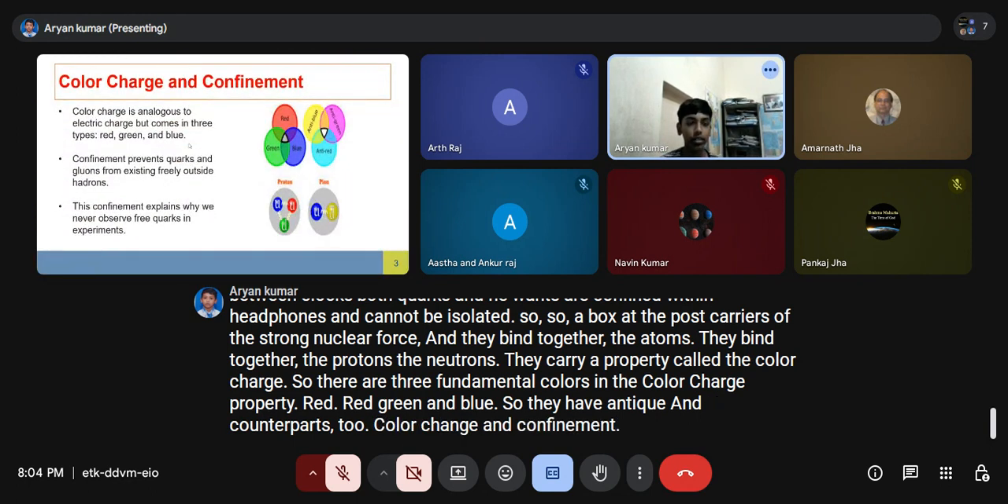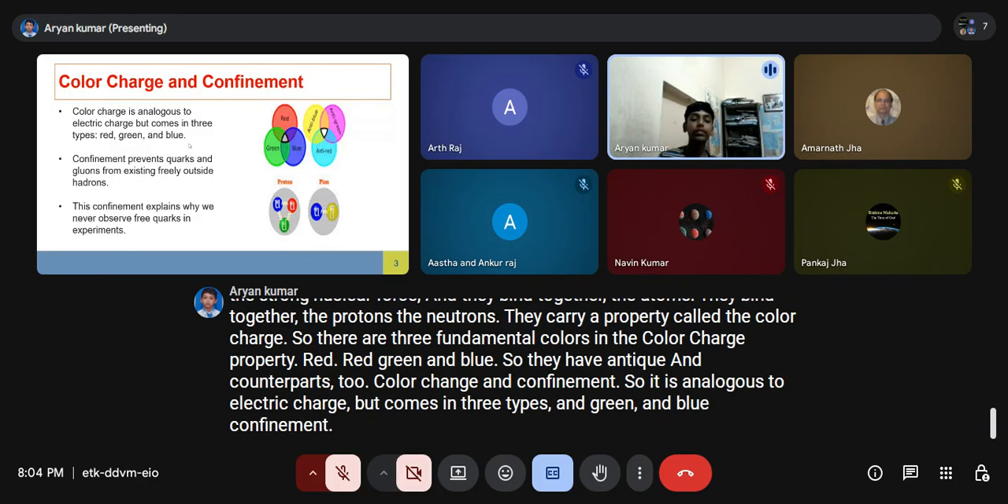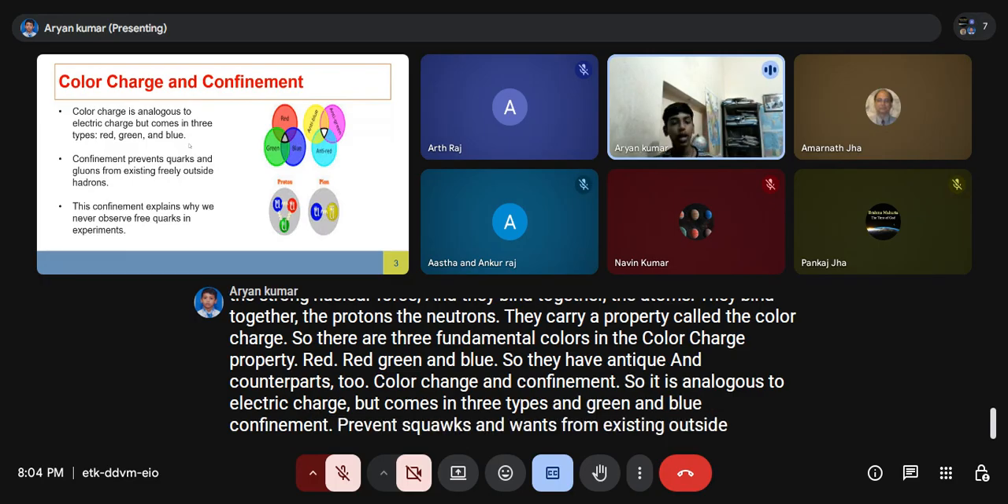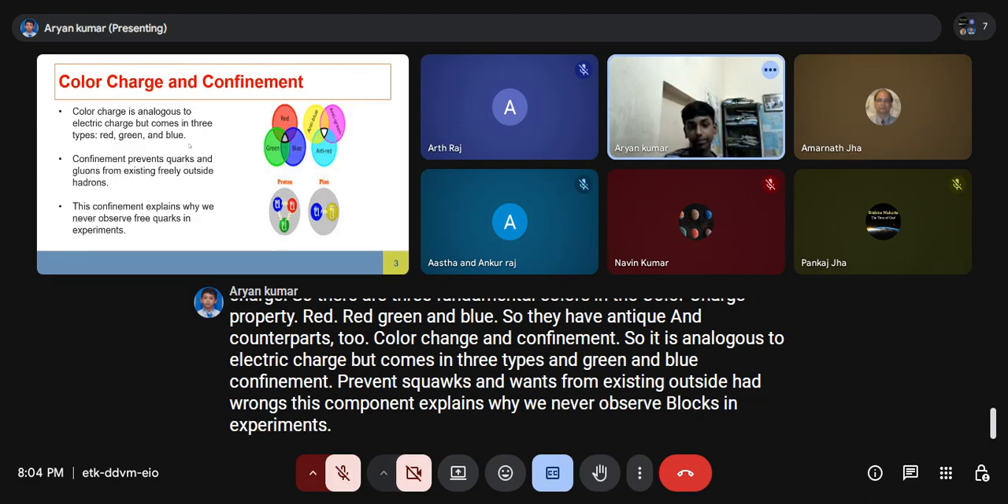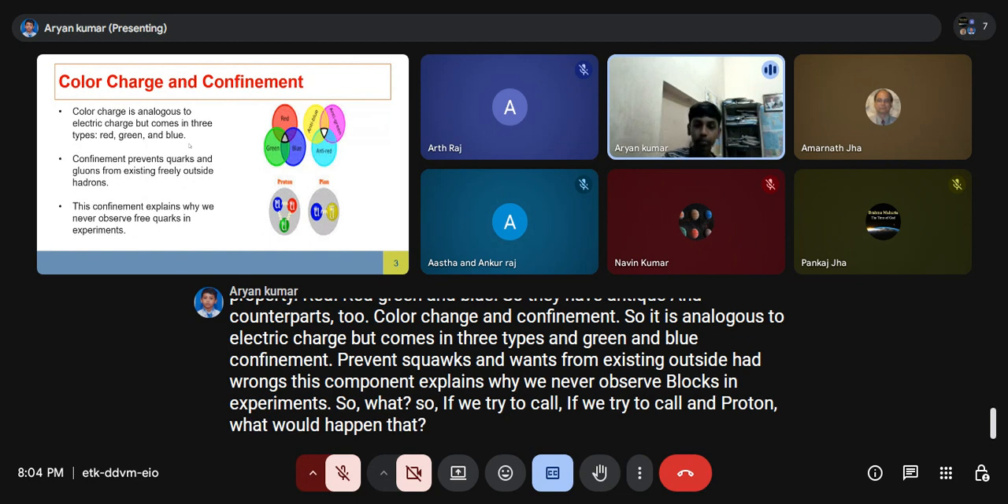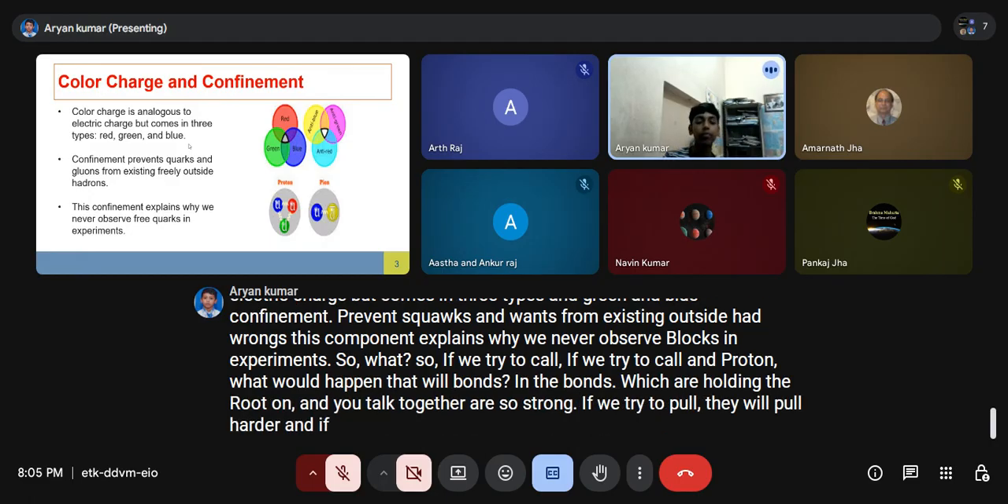Color charge and confinement. So it is analogous to electric charge but comes in three types: red, green, and blue. Confinement prevents quarks and gluons from existing outside hadrons. This confinement explains why we never observe quarks in experiments. So if we try to pull a proton, what would happen? The bonds in the gluon, the bonds which are holding the proton and the neutron together, are so strong. If we try to pull, they will pull harder, and if we apply enough force, they will just create counterparts.